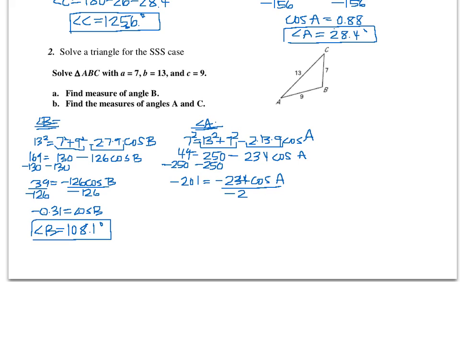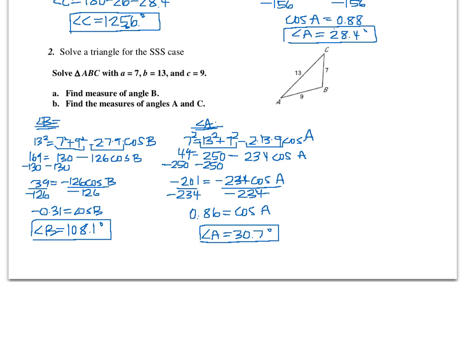When I divide by negative 234, I get 0.86 equals the cosine of A. And again, when you're doing an angle, I'd go to 2 places. When it's your final answer, you go 1 place. When I inverse cosine 0.86, what I end up getting is that angle A is 30.7 degrees.